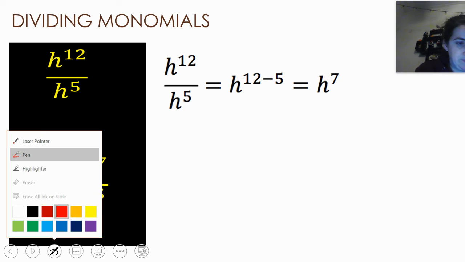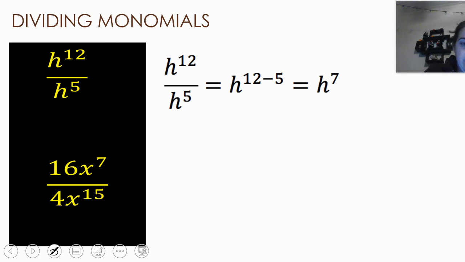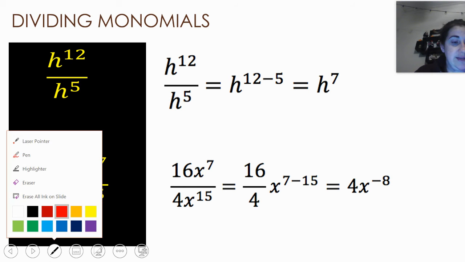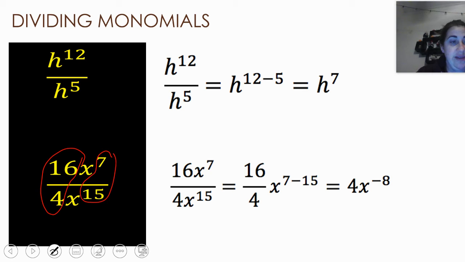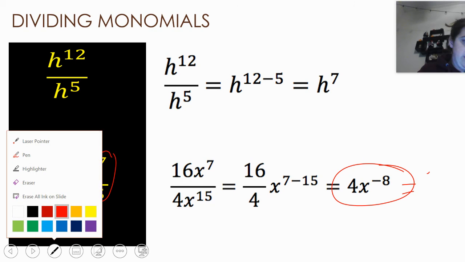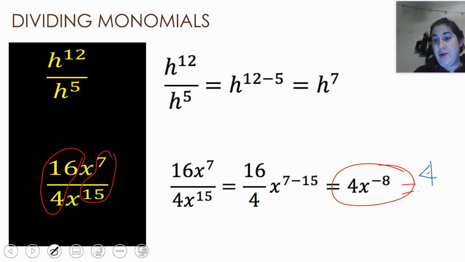Okay, what about this one? Okay, remember, we're going to look at our constants first. And we can simplify that. 16 divided by 4, well, that gives me 4. Okay? And then since I'm dividing, I'm subtracting the 7 and the 15 to get this. Now we could rewrite this so it's positive, right? That would be 4 over x to the 8th. Okay, so we could write that both ways.